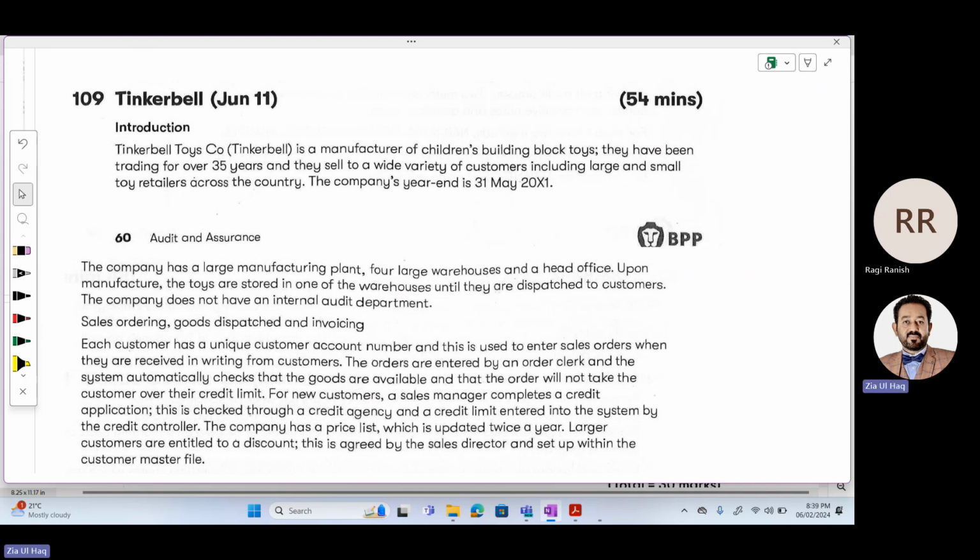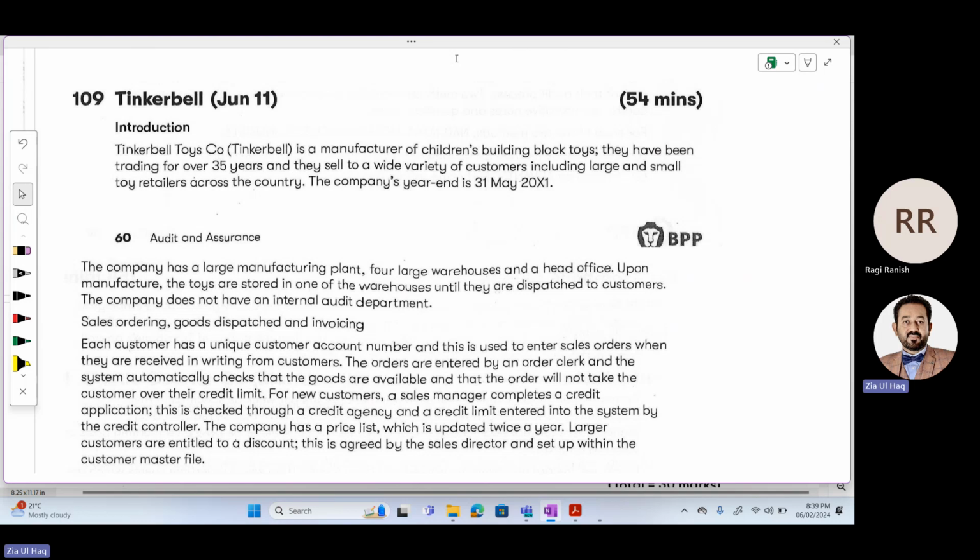Regarding the sales system, we need to identify controls, but in the answer, we need to write down the test of control and the purpose behind the test of control, meaning why we are performing this. The company has a large manufacturing plant, 4 large warehouses, and a head office. Upon manufacture, the toys are stored in one of the warehouses until they are dispatched to the customer. The company does not have an internal audit department.